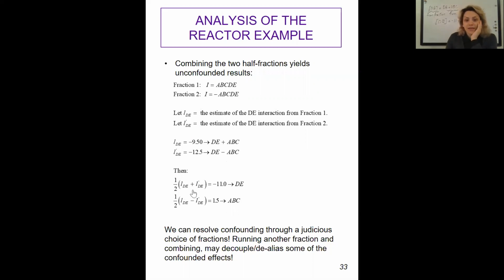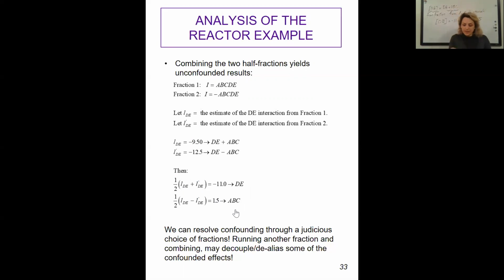So if we get the average of the DE for fraction number 1 and fraction number 2, it is going to be minus 11, and the average of the differences, like the ones that we have for fraction number 2, is going to be 1.5. So this minus 11 is going to give you the DE, and this 1.5 is ABC.